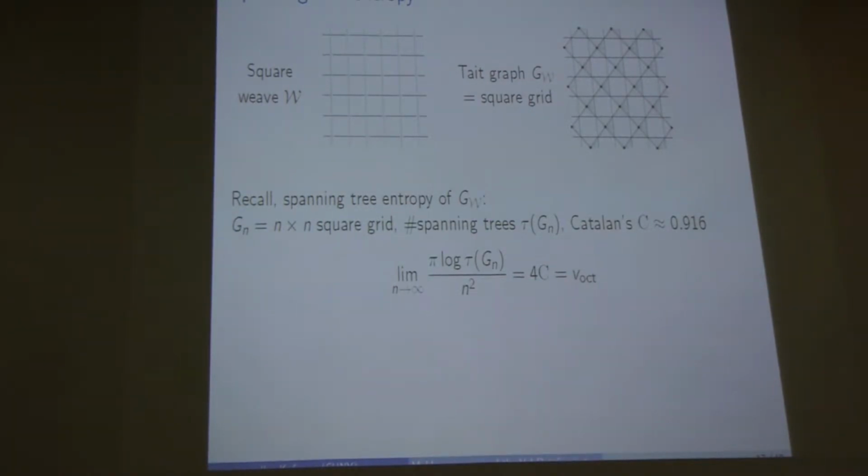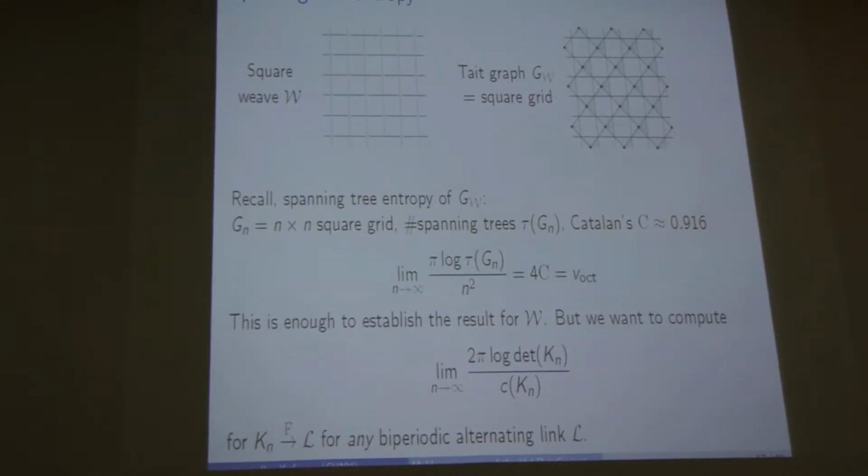So one way to think about this is in terms of the spanning trees, right? The square weave has a Tait graph, which is given by the square grid. And we saw that the spanning tree entropy of the square grid is V oct, right? And so this is enough to establish the result for the square weave. But we want to compute this limit of determinant densities for any biperiodic alternating link. So we need a different tool. We need a different approach.